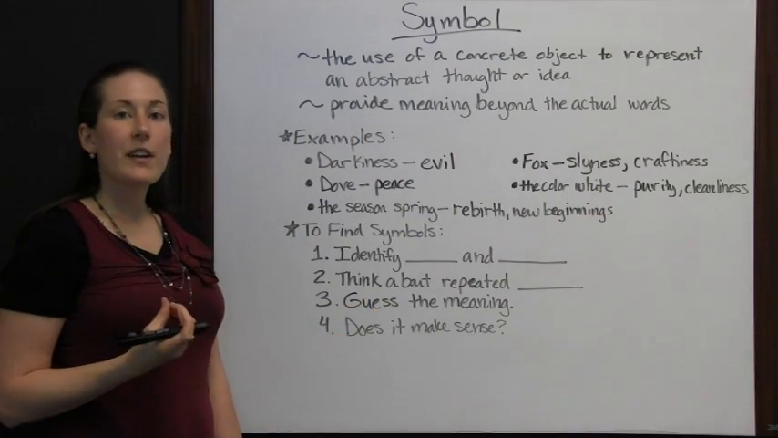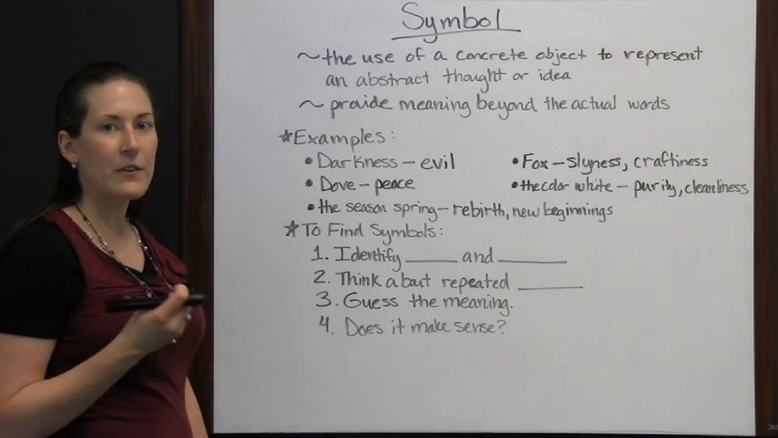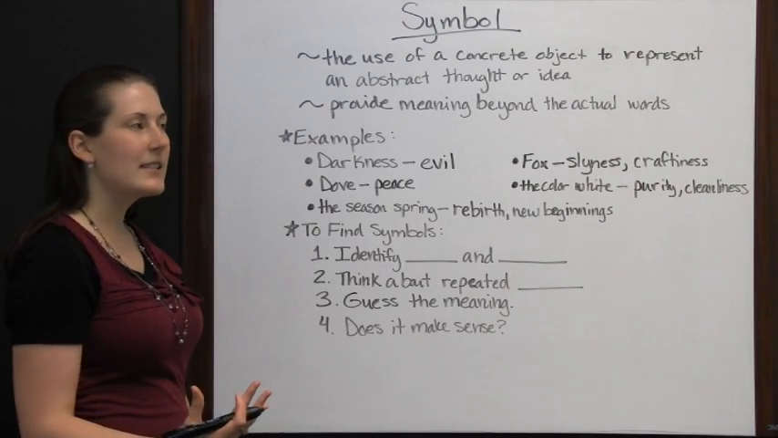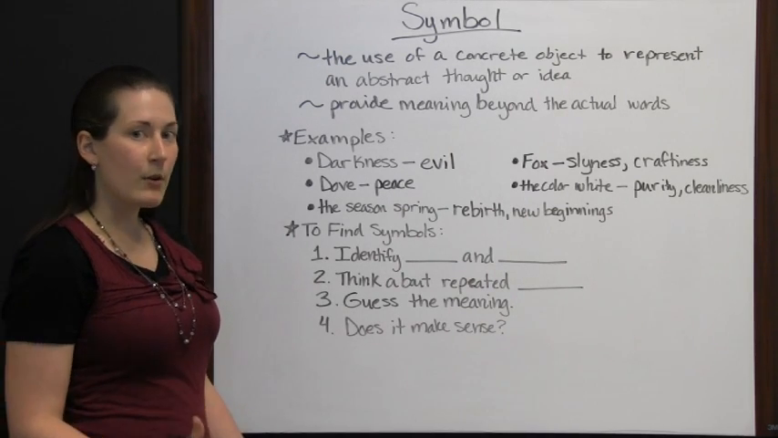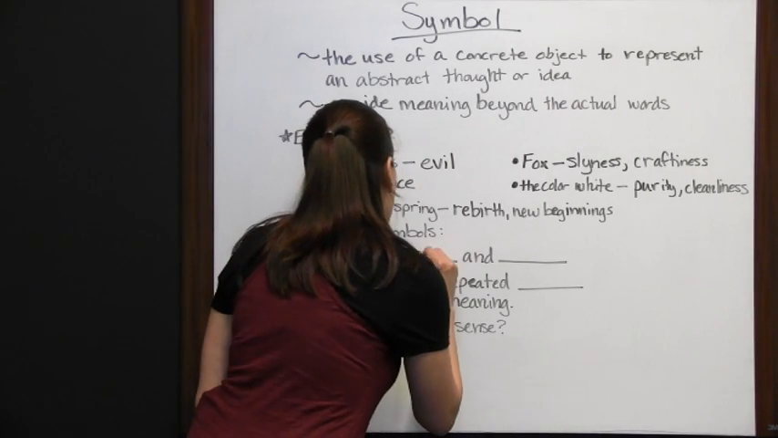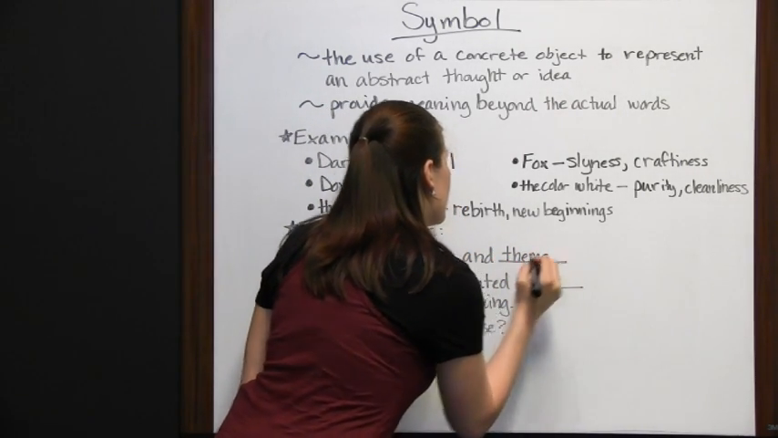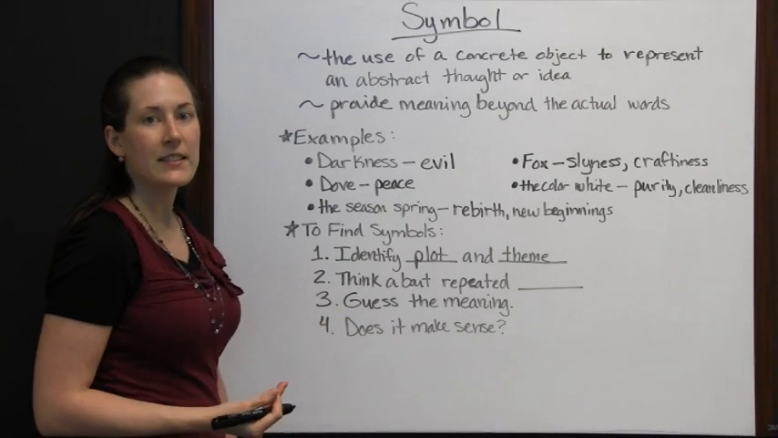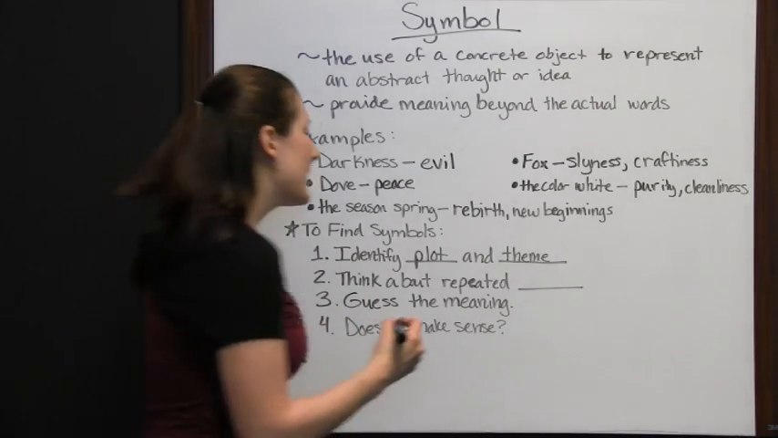So, whenever you're reading, there are certain things you can do to help you find symbols, to figure out if the author is really trying to symbolize something, or if it's just something that you keep noticing in the book. So first you want to identify the plot and theme, because any symbols are going to have to do with key aspects of the plot and theme of your story. Then think about repeated nouns.